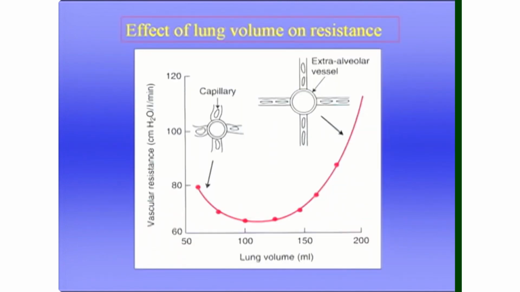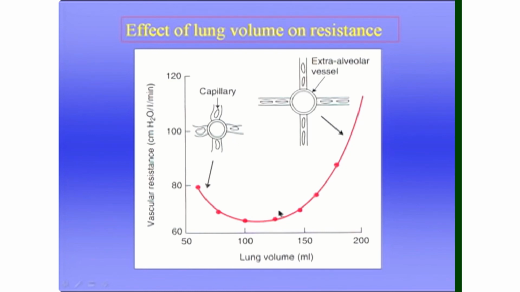Now, lung volume has an important effect on pulmonary vascular resistance. For example, if we reduce lung volume to a low level here, and again, these are data from an animal preparation, if you reduce the lung volume, as shown here, then what happens is that the extra-alveolar vessels become smaller in caliber. We talked about that before. What happens is that the radial traction of the alveolar walls around them is reduced because lung volume is reduced, the tension in the alveolar walls falls, and so the extra-alveolar vessels become smaller and vascular resistance rises.